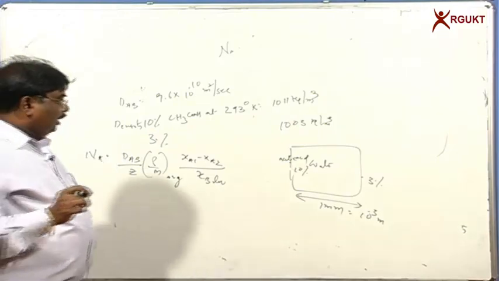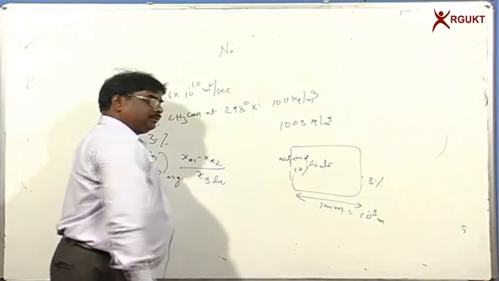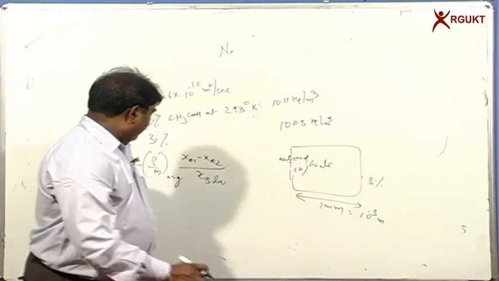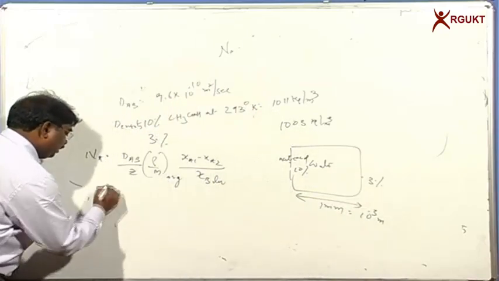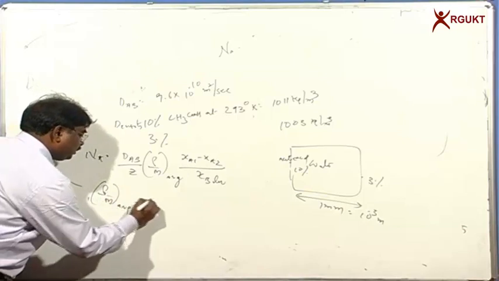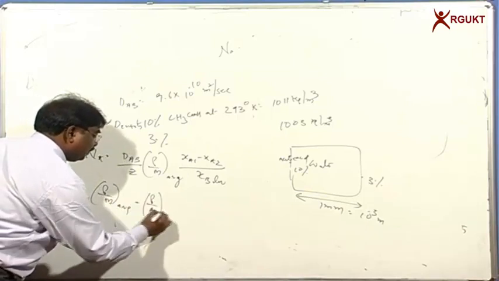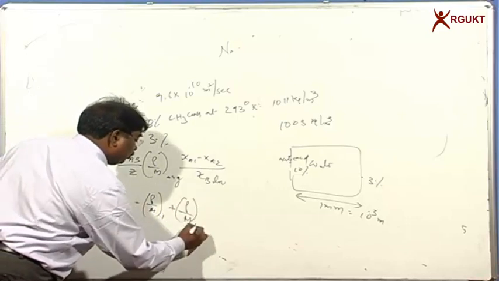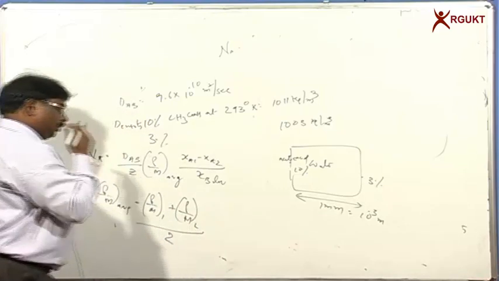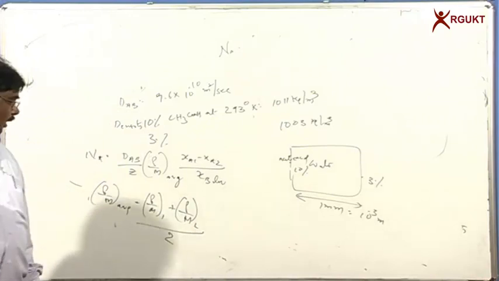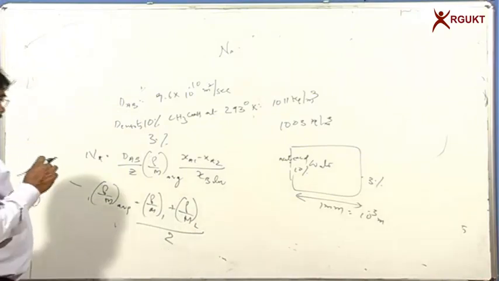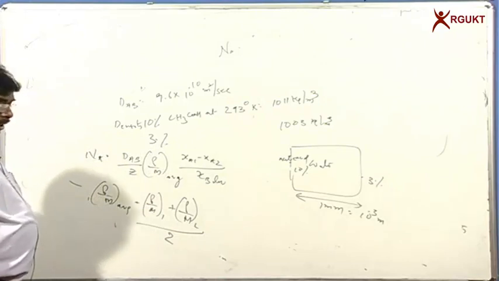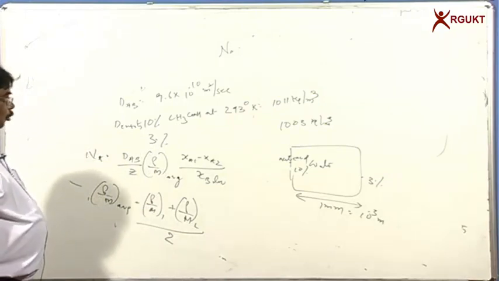We have to calculate the average molecular weight at location 1 and the average molecular weight at location 2, and rho by M average can be calculated as rho by M at location 1 plus rho by M at location 2, divided by 2. So you have to calculate the concentrations in terms of mole fractions, and we have to calculate the average molecular weight at location 1 and at location 2.